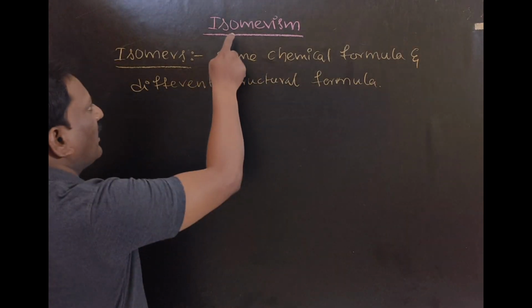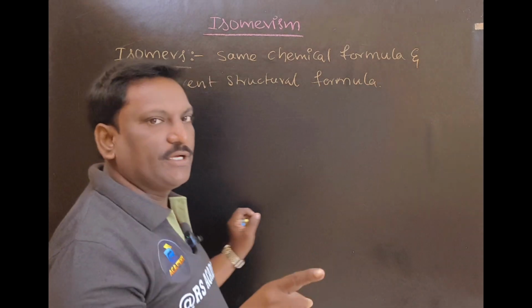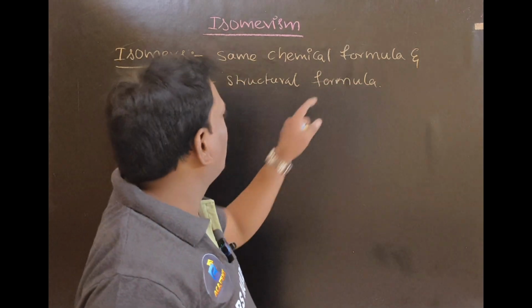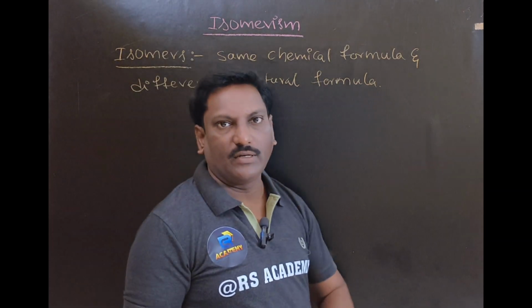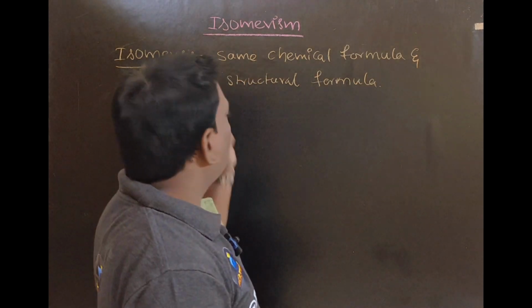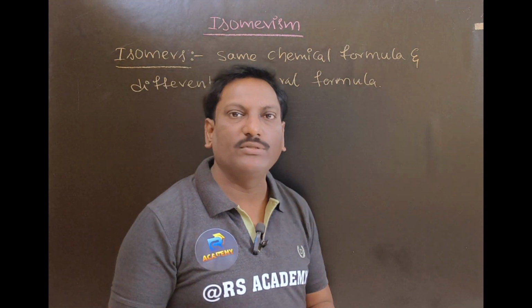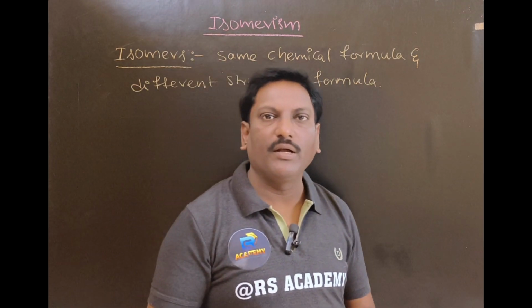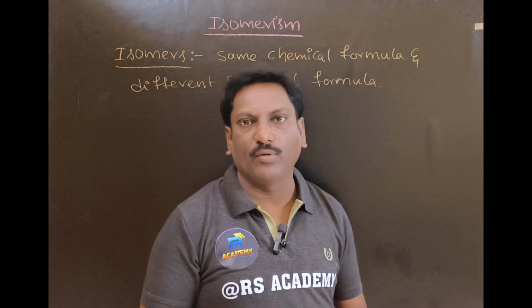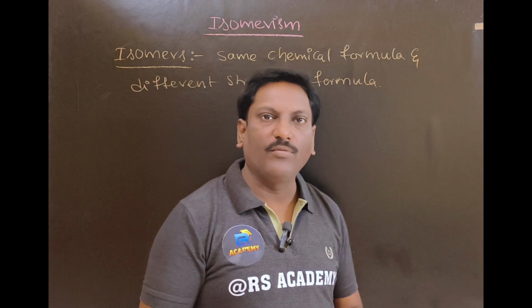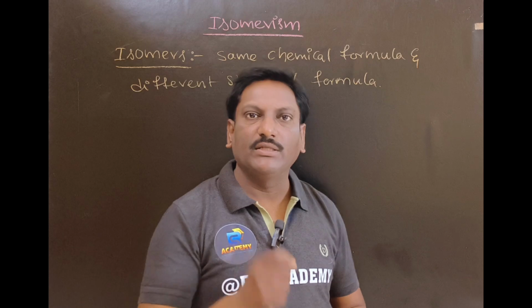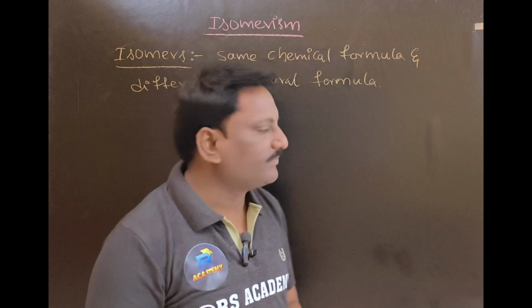Okay, so isomers means those organic compounds having same molecular formula and different structural formula, or those organic compounds having same molecular formula and different physical or chemical properties. These organic compounds are considered as isomers. This phenomenon is called isomerism.